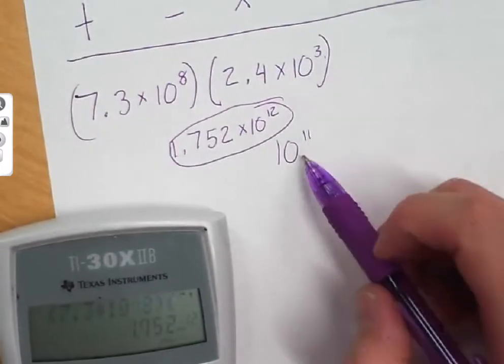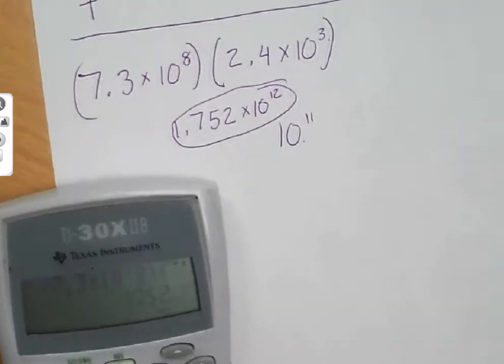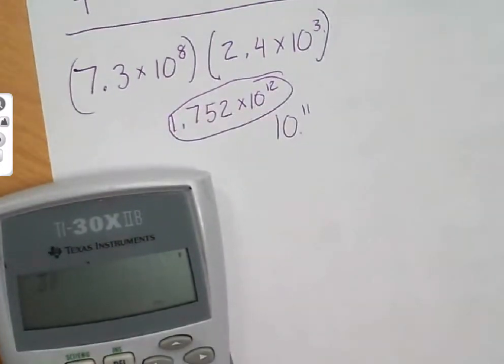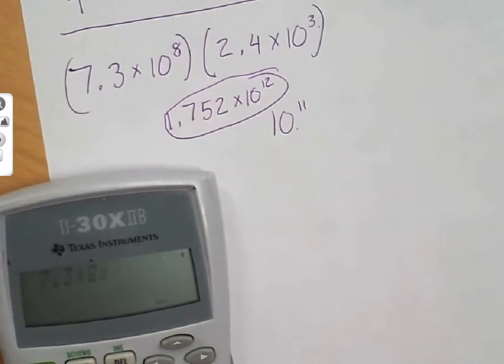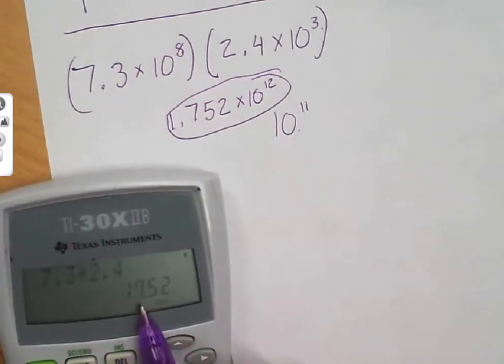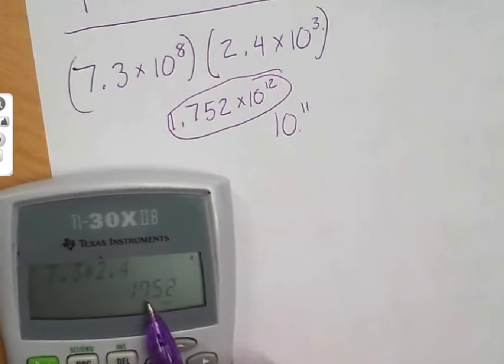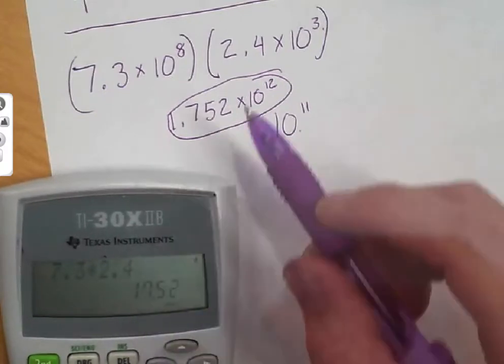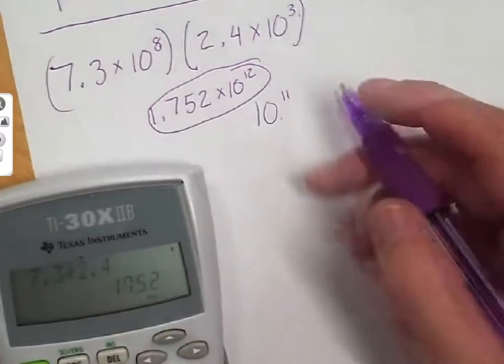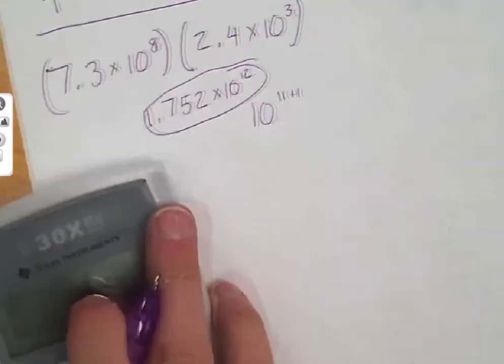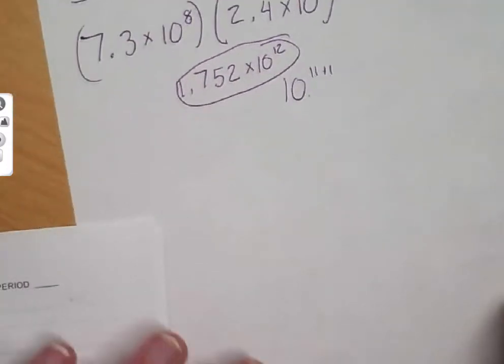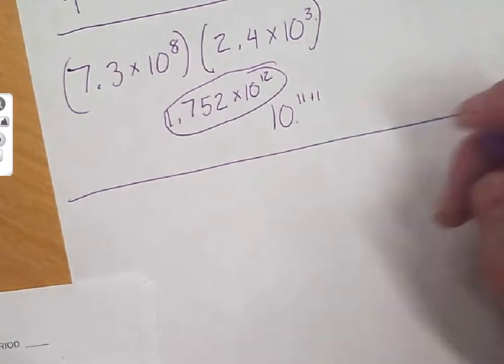Now we guessed about 10 to the 11th, but 7.3 times 2.4 is actually 17. So that's where the extra one came from, because we had to move it one more over to get the 1.7. So that's why we added one to what we guessed. Alright, that is multiplying. Dividing.